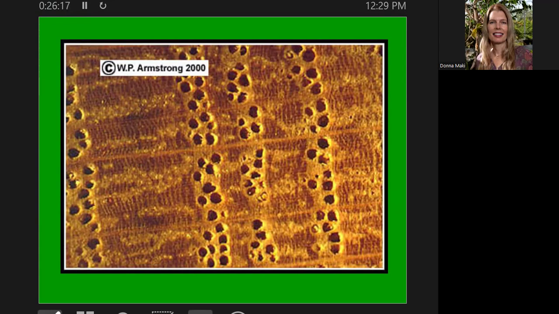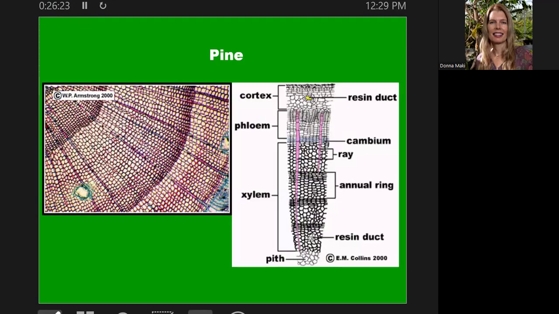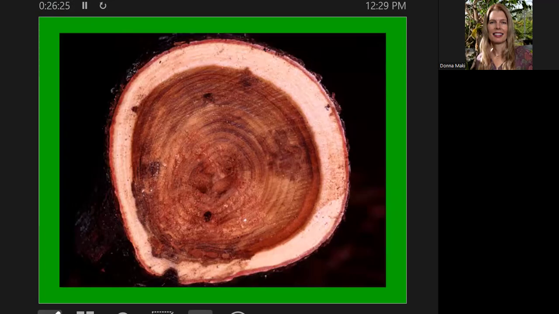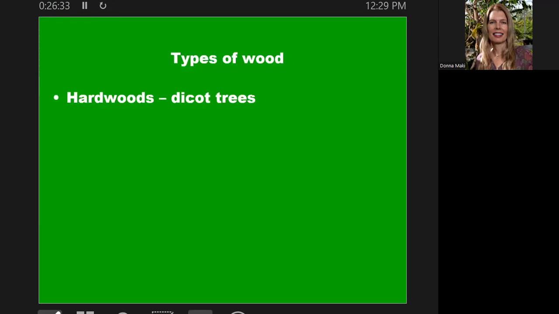The angiosperms have this ability to choose what they want. Do they want the vessels or the tracheids? Here's the heartwood versus the sapwood idea. And then you often hear people talk about hardwoods versus softwoods, if you've ever wondered what that means. Usually when they say hardwood, they mean dicot trees.